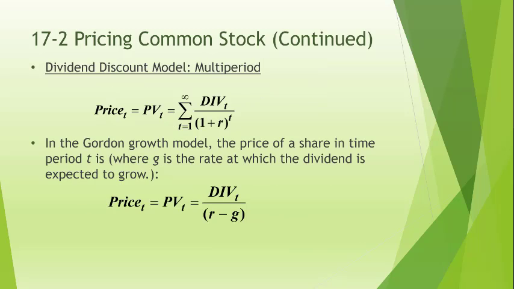The other way is the dividend discount model. Oh, this is the multi-period version, sorry. So the price is equal to the present value of all the dividends going from now to infinity. In the Gordon growth model, the price of the share in time period T, where G is the rate at which the dividend is expected to grow. So here we've got the example of a growing dividend. You would change that formula to the dividend over time and R minus G. So the growth of the dividend goes into the bottom of the equation.